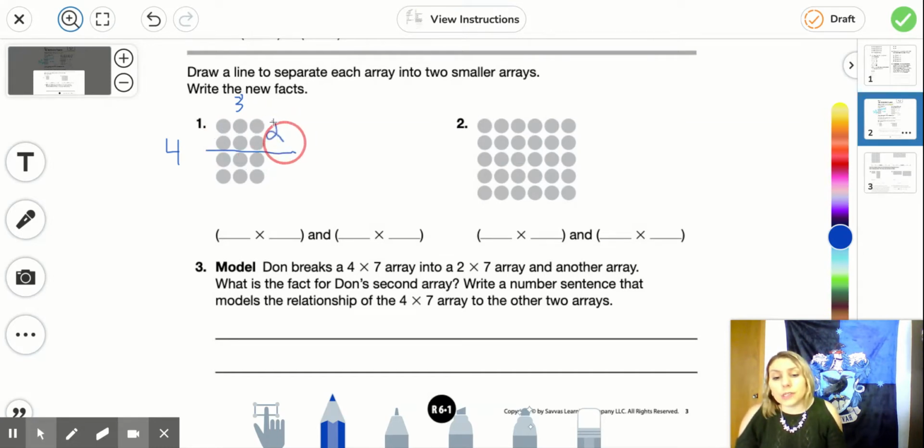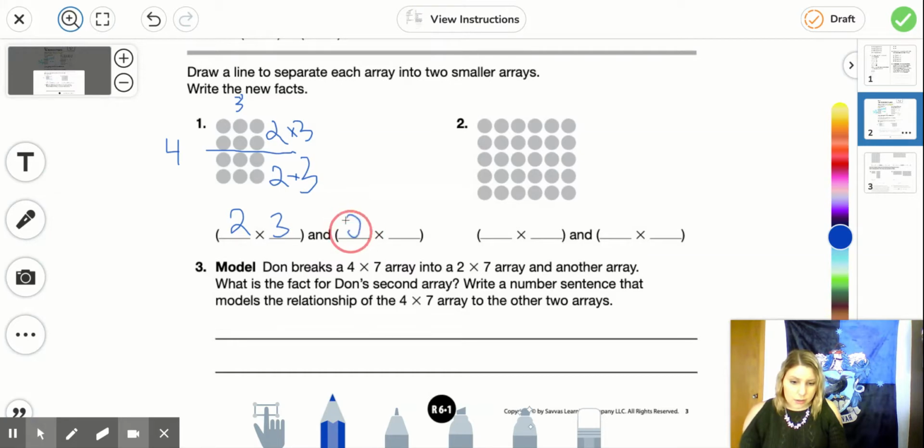Now I have 2 rows. And each of those rows has 1, 2, 3. When I look at the bottom half, I have 2 rows again. And each of those rows has 1, 2, 3. So 4 times 3 I broke apart to be 2 times 3 and 2 times 3.